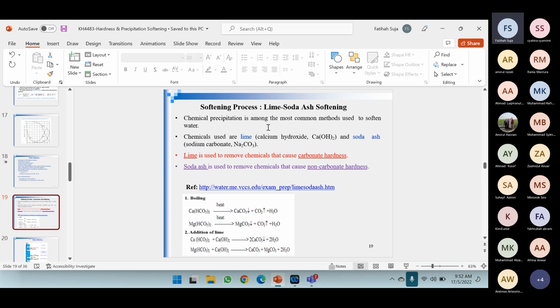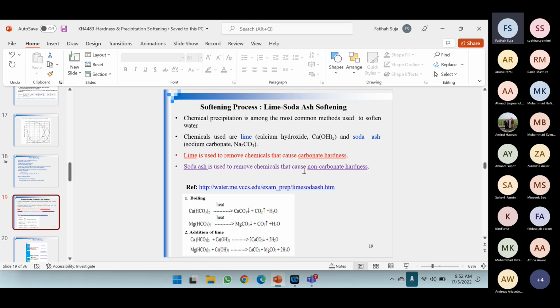Chemical precipitation is among the most common methods used to soften water. Chemicals used are lime, which is calcium hydroxide, and soda ash, or sodium carbonate. Lime is used to remove chemicals that cause carbonate hardness. Carbonate hardness can be removed by boiling, but you can also use lime. Soda ash is used to remove chemicals that cause non-carbonate hardness.